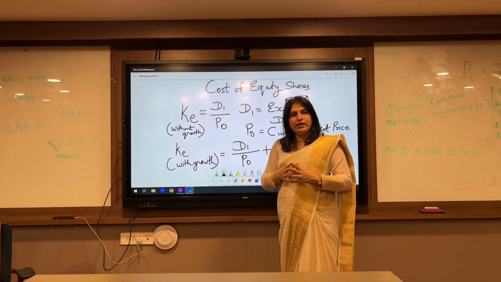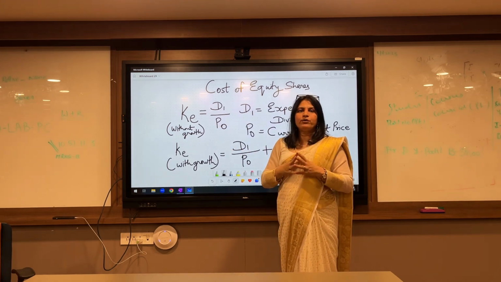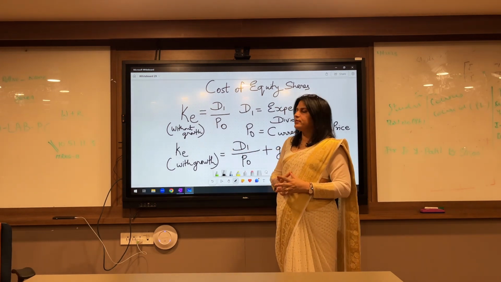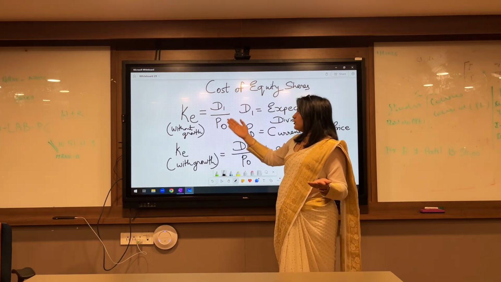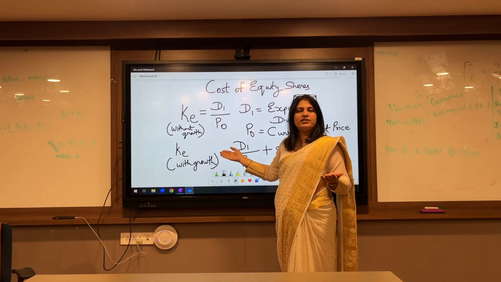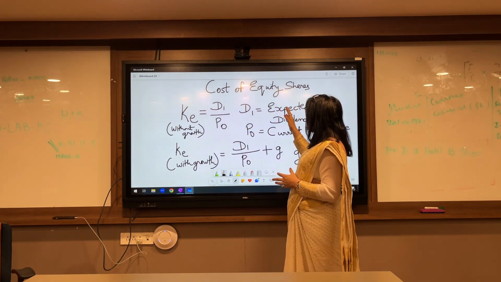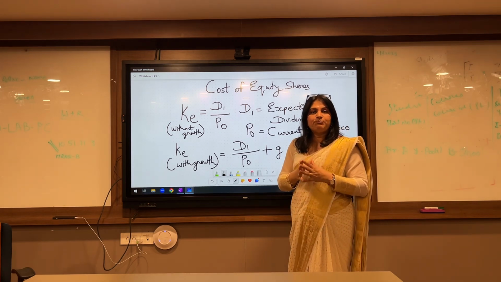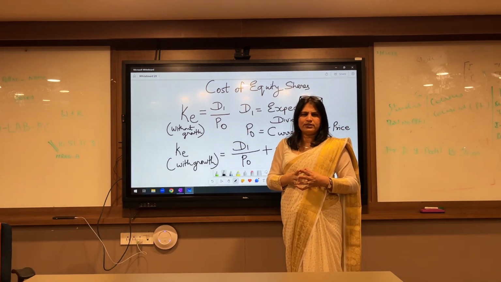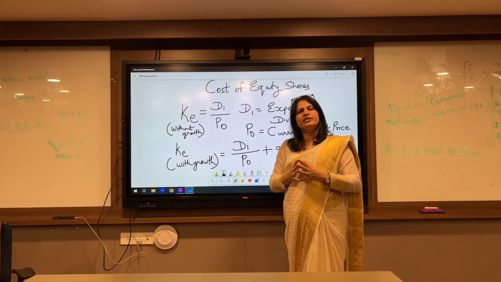So let's think of how to calculate the cost of equity. If I have to calculate cost of equity without growth, then how are we going to calculate? The formula is very simple. What is the reward to the equity shareholders? Dividend. So D1 divided by P0. What is D1? D1 stands for the expected dividend of the shareholders. Now, why have I not written just dividend? Why have I written expected dividend?